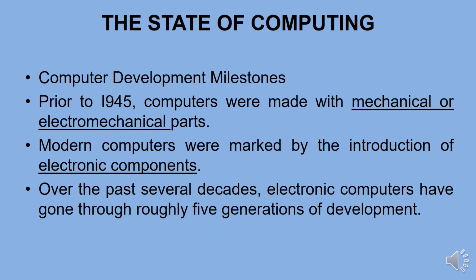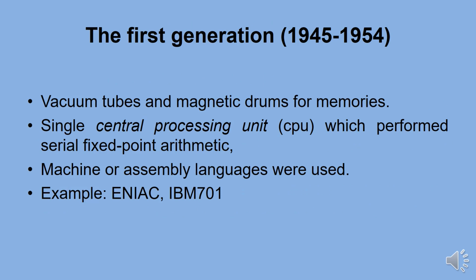The state of computing. Prior to 1945, computers were made with mechanical or electromechanical parts. Modern computers were marked by the introduction of electronic components. Between 1945 to 1954, we had the first generation of computers. Thousands of vacuum tubes were being used. As a result, lots of power was used, which in turn generated a large amount of heat. The size of the computer was very large and it was very expensive.